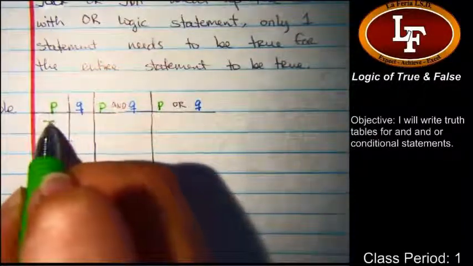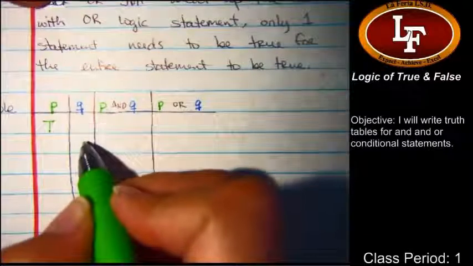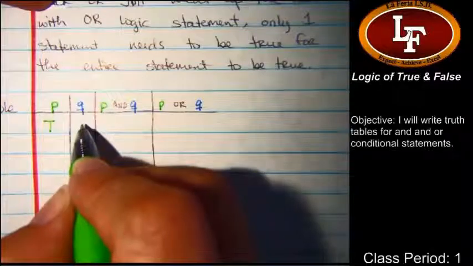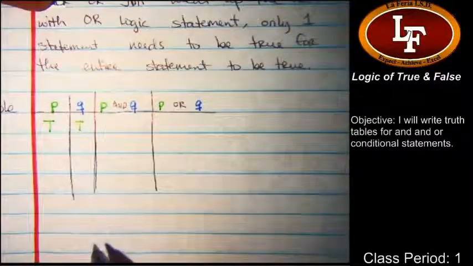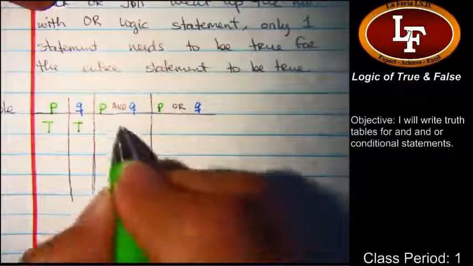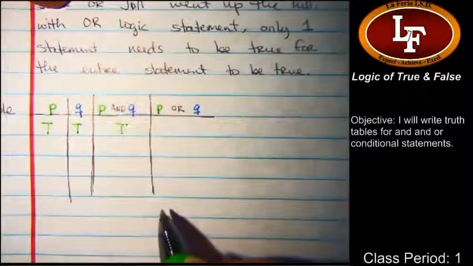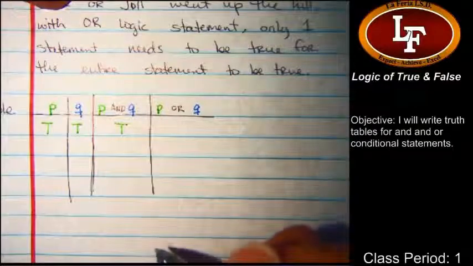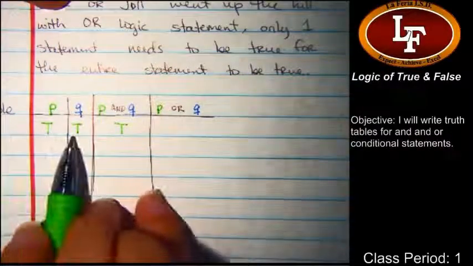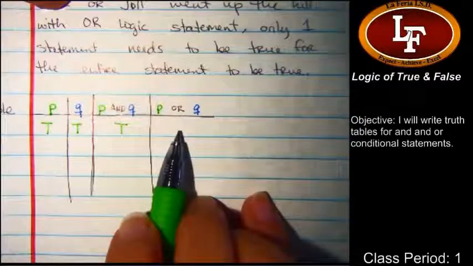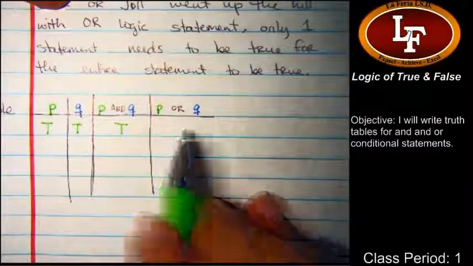If P is true and Q is true, what's the value of P and Q? True. What's the value of P or Q? True. They're both true. P is true, Q is true. The value of P or Q? True, because at least one of them is true.